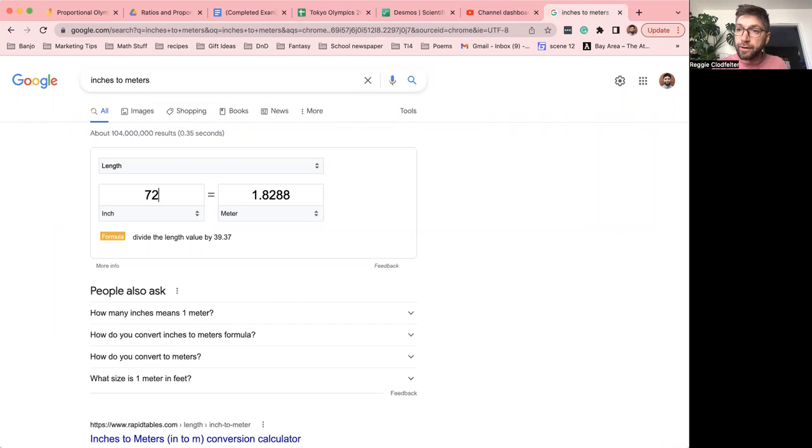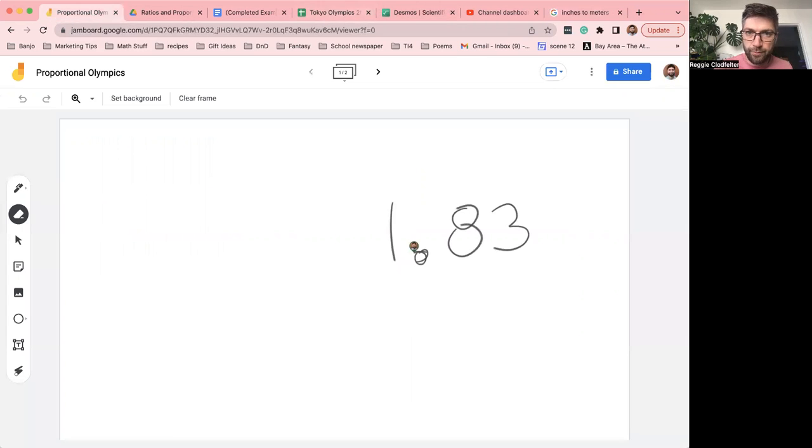So you can just Google inches to meters. 72 inches is 1.83 meters, just round to the nearest hundredth. So I'm 1.83 meters tall, and I'm going to write that down, 1.83 meters.